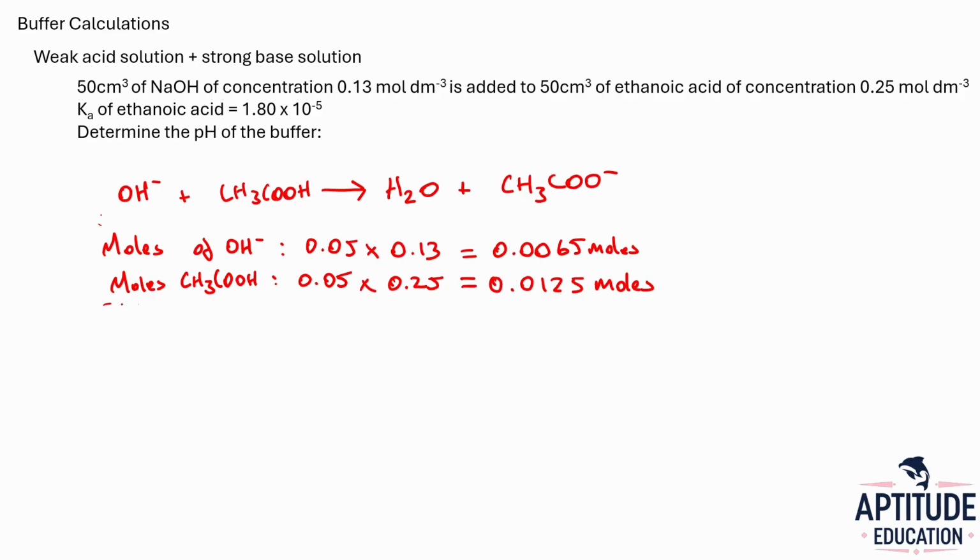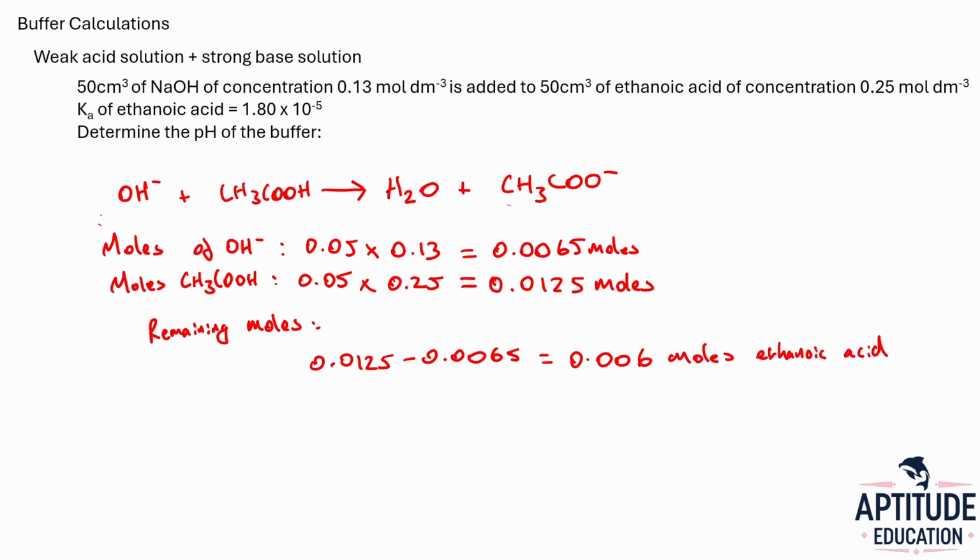So let's work out the moles of remaining ethanoic acid. What we're basically doing is just a subtraction of 0.0125 minus 0.0065, which will give us 0.006 moles of ethanoic acid remaining. Next, we need to work out the moles of ethanoate that is going to be in our solution. It's a 1-to-1 ratio of OH- ions to ethanoate ions. So the moles of ethanoate is going to be 0.0065. The next thing we need to do is just work out the concentrations of these two in our solutions.